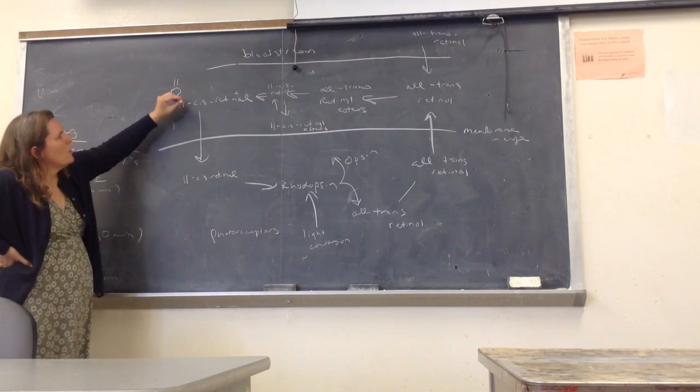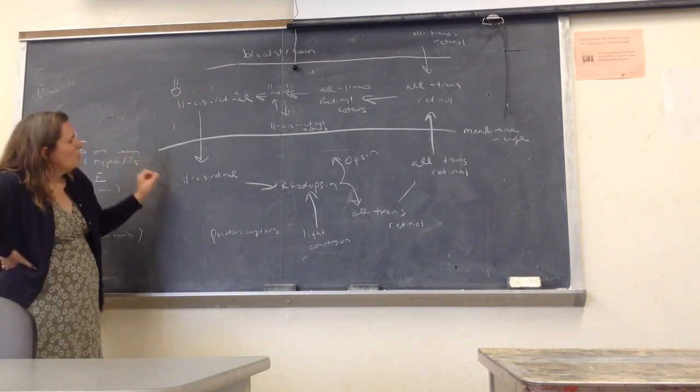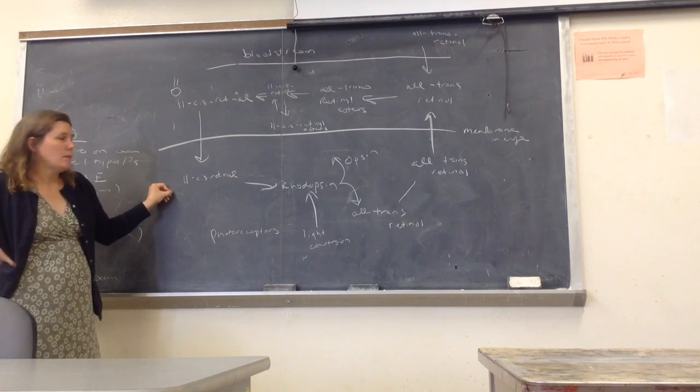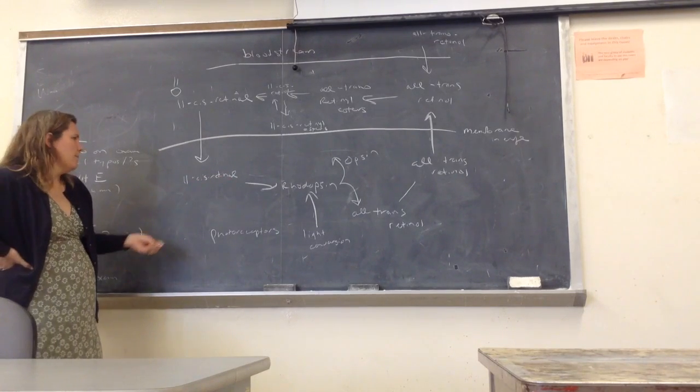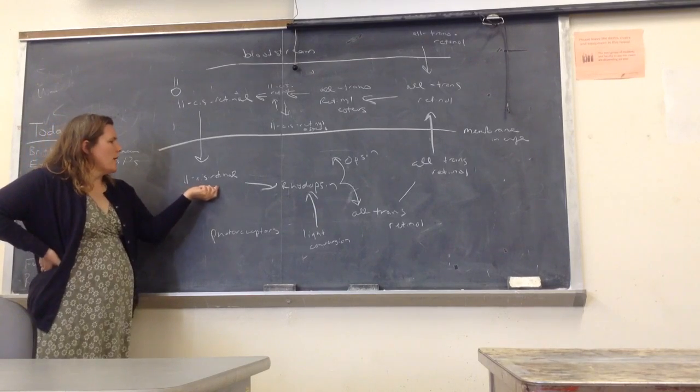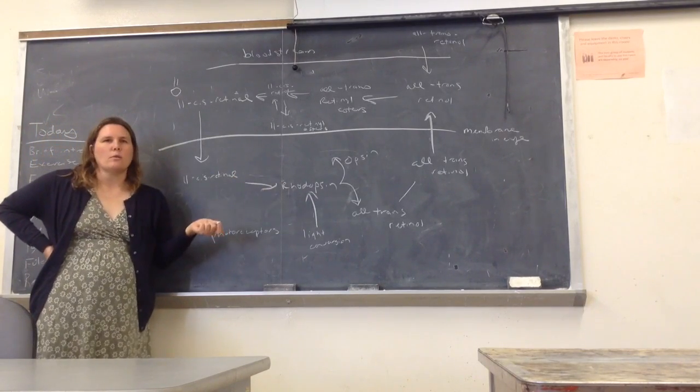So then, the 11-cis-retinal crosses the membrane when we're ready to recycle, or we need to make more rhodopsin, and we get 11-cis-retinal combining with opsin to make rhodopsin.